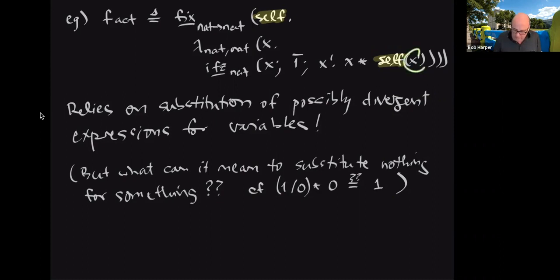So the point is that, let's say this were X, then it would be a divergent thing, because self applied to X is not going to have a value because it's just going to keep going around, and yet I'm allowed to substitute for it.